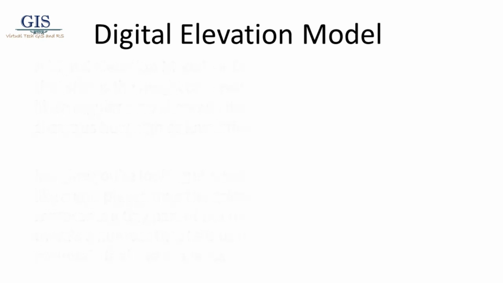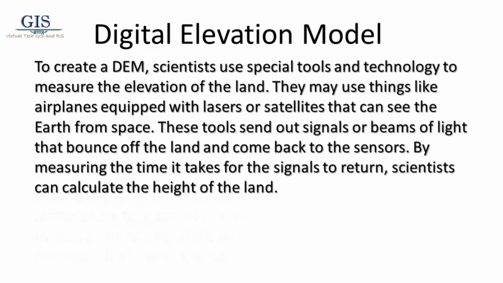It's like looking at the Earth from above and being able to see the height of different places. In summary, a DEM is a digital map that shows us the height or elevation of the land. It's made by measuring the land's height using special tools, and it helps us understand and study the Earth's surface in various ways. Talking about the DEM data, it is used in various fields and applications.